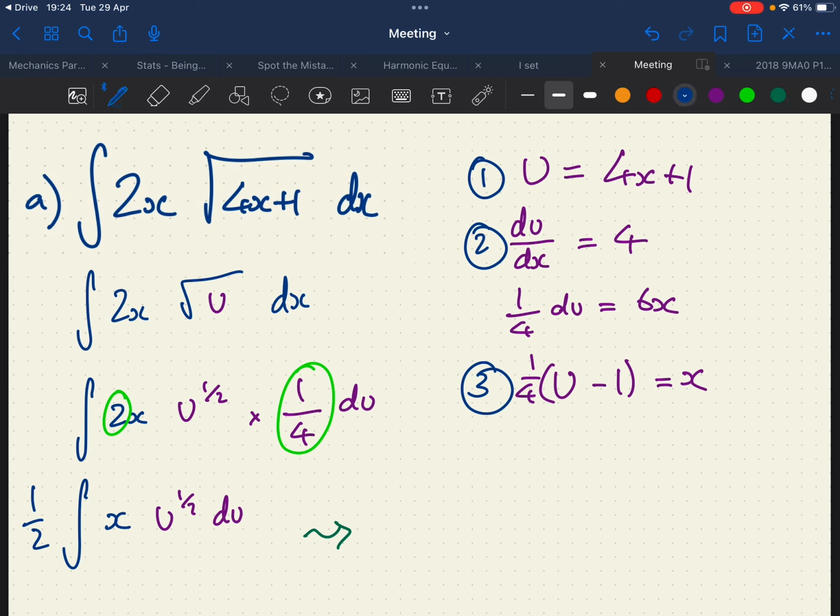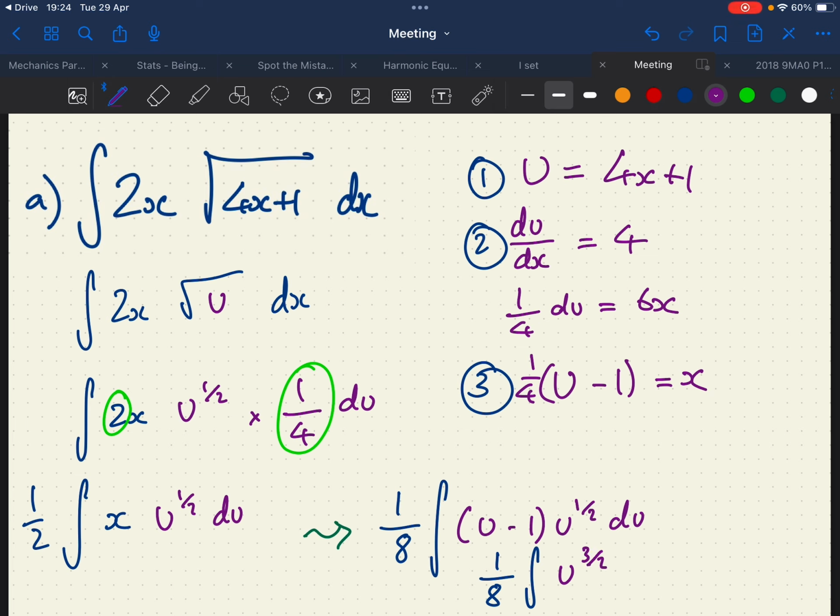The quarter, I'm going to put the quarter at the front with the half. We're going to have an eighth. And then that's going to leave me with u minus 1 times u to the half du. We're almost finished. We can simplify a little bit as an eighth, and let's expand this bracket to u to the 3 over 2 minus u to the half. And we now have a situation where we're pretty much ready to integrate.